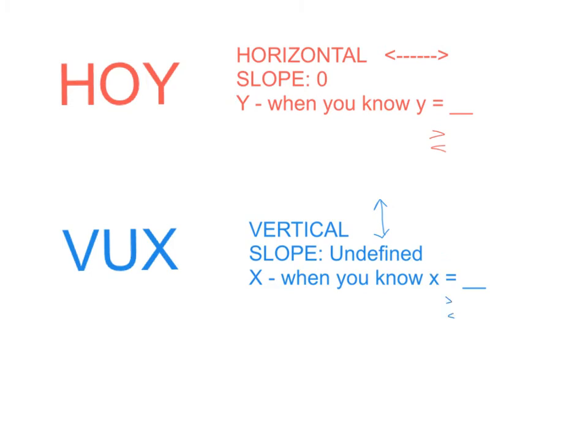All right, so it's just kind of a quick trick to remember that a Y inequality is going to be horizontal because of "hoi," and a vertical line will be graphed when we know what X is. So if that's a quick shortcut that you like to use, feel free. And I'm going to go through some examples using "hoi vux" on the next screen.